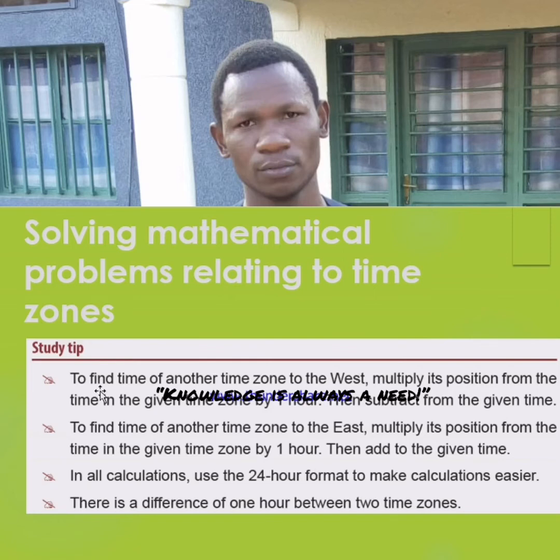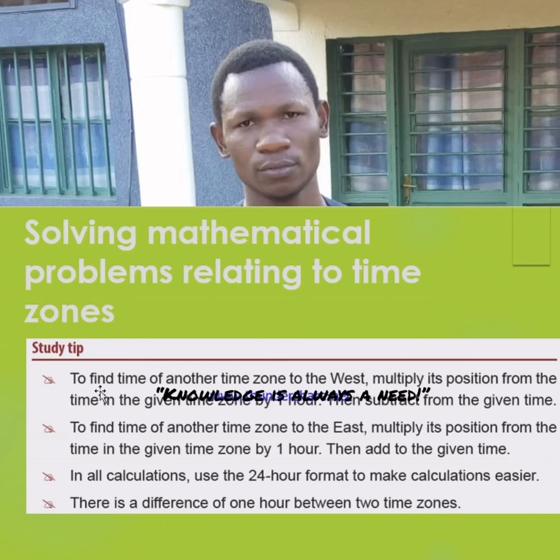That is why we subtract. The second point: to find the time of another time zone to the east, multiply its position from the given time zone by 1 hour. Then add to the given time. Add because we are going to the east.